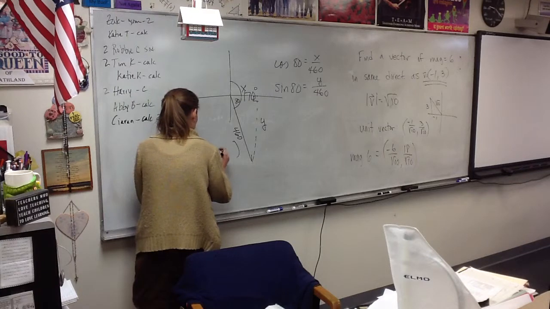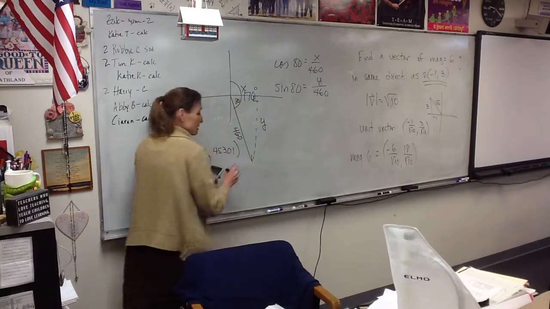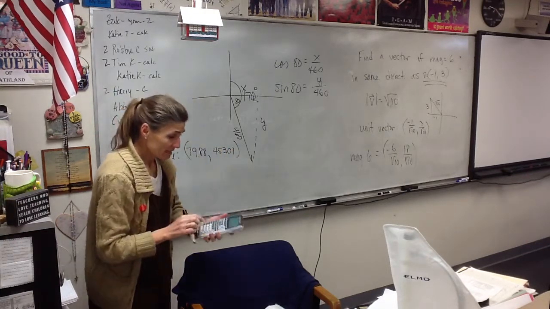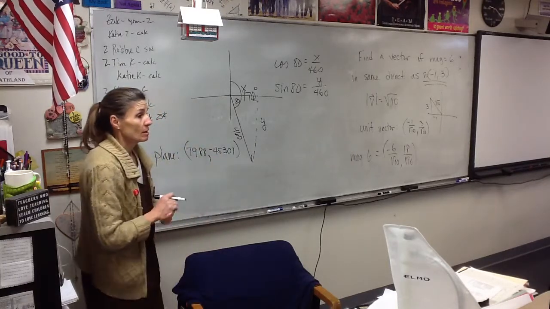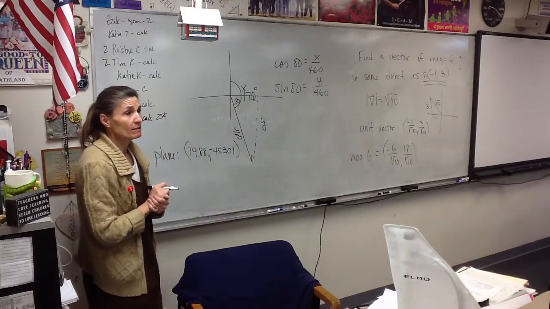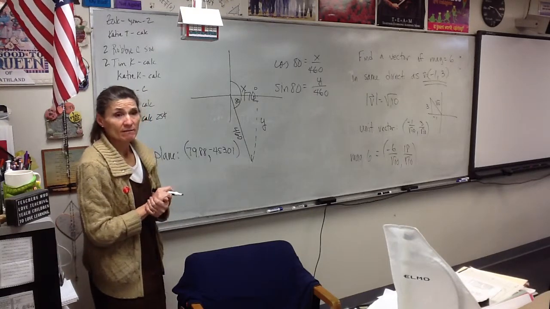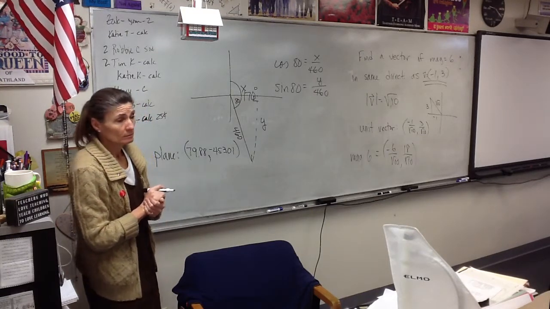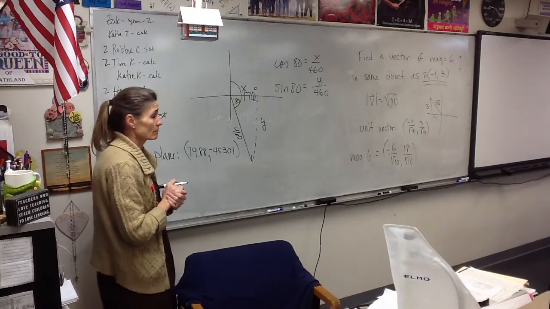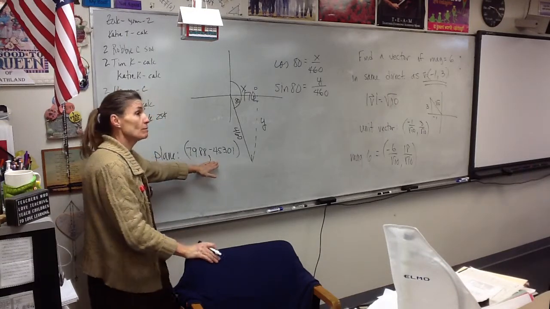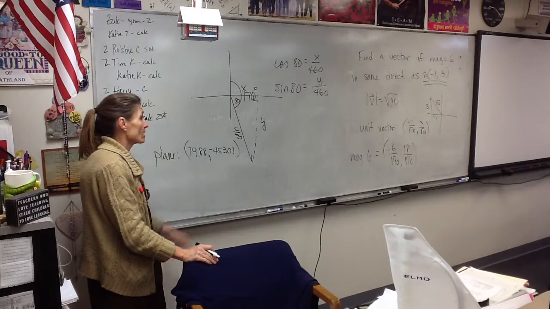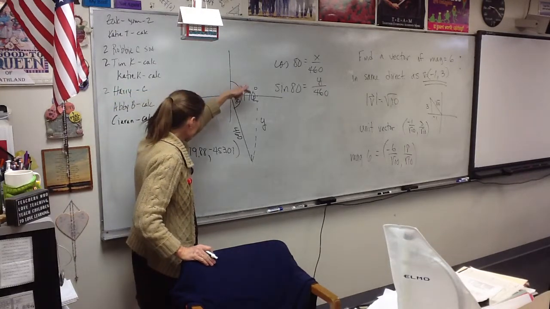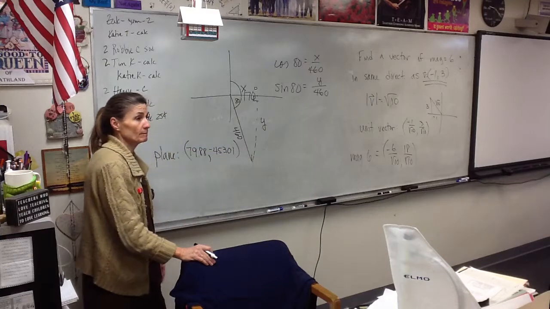I got 453.01, but I got a caution for you. That 453 is actually negative. Why is that 453 negative? Y is negative. I'm in quadrant 4. Here are the components for the airplane: over 79, down 453.